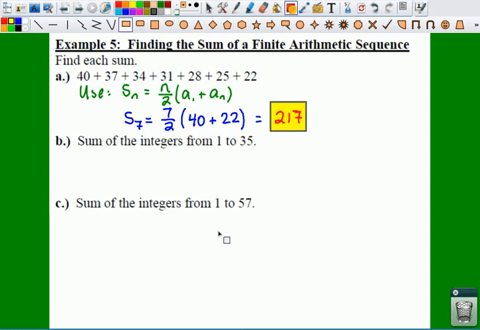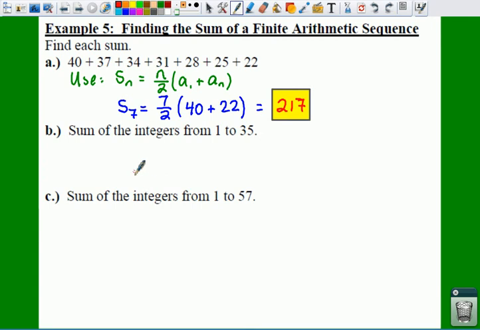Now, like I said, for only 7 numbers, you could put all those into your calculator, and that may make you feel better about yourself. But for letters B and C here, I don't think I want to add all the numbers from 1 to 35 together on my calculator, because you might make a boo-boo somewhere. So if we use the same formula, S sub n is equal to n over 2 times a sub 1 plus a sub n.